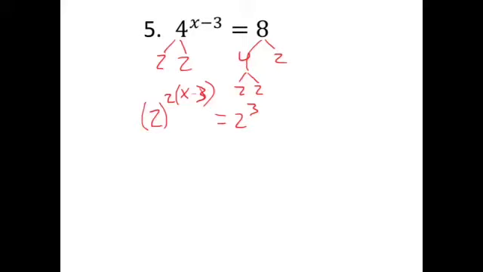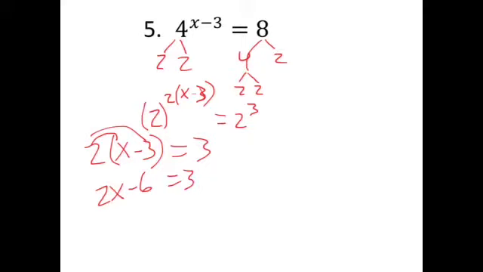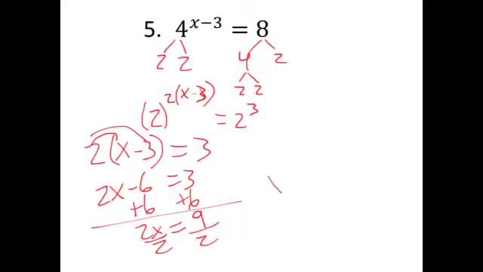So we're going to have 2 times x minus 3, and on the right side we have 3. You're going to distribute that 2 through to get 2x minus 6 equals 3. Now you solve it like normal, adding 6 to both sides to get 2x equals 9. Then you divide by 2, and you'll get x equals 9/2.